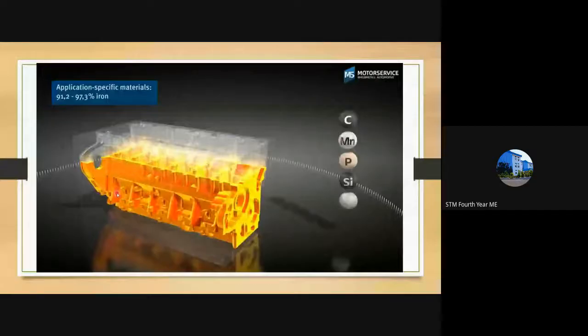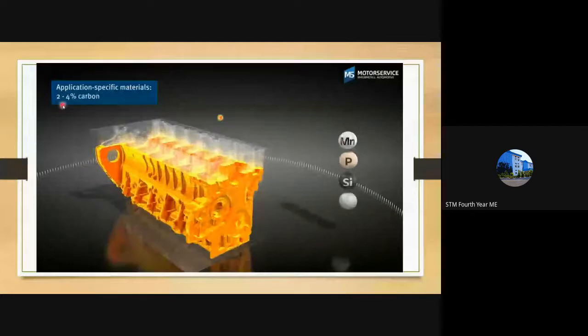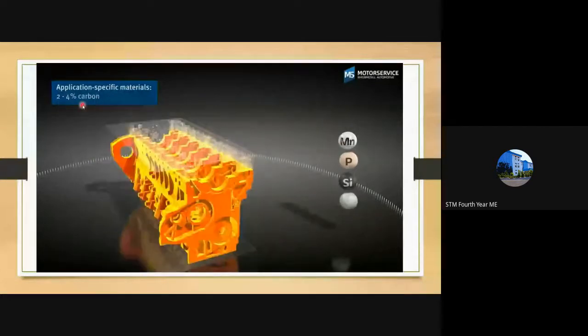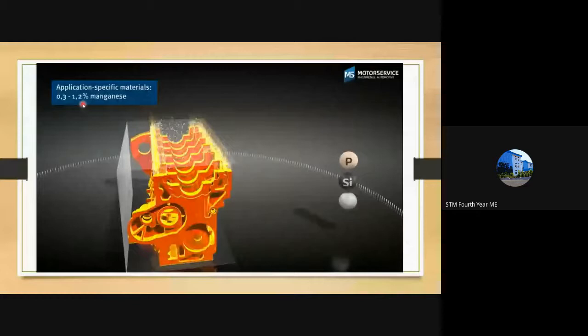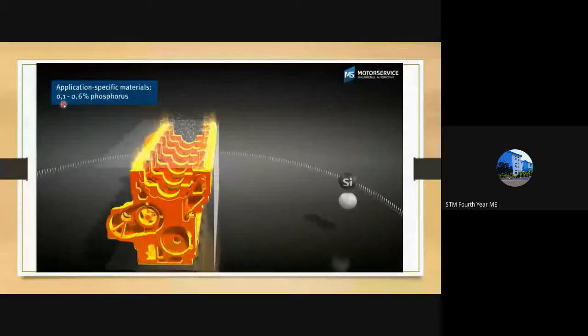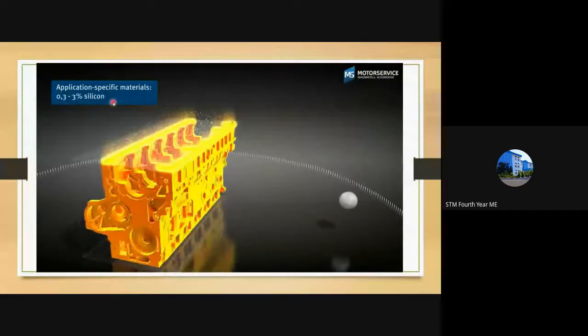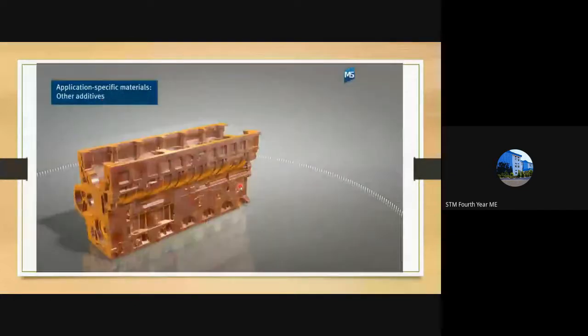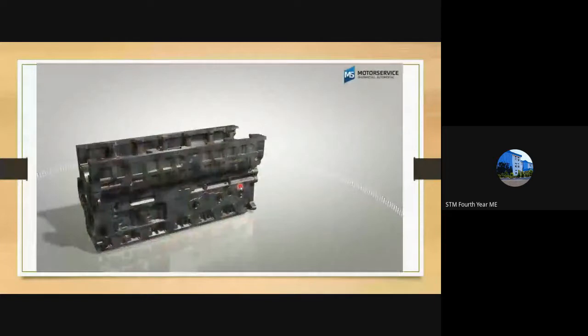Okay, the cylinder block is made up of iron, then 2 to 4% of carbon, 0.3 to 1.2% of manganese, 0.1 to 0.6% of phosphorus, and 0.3 to 3% of silicon, and other additives are used for heat dissipation and sufficient strength.